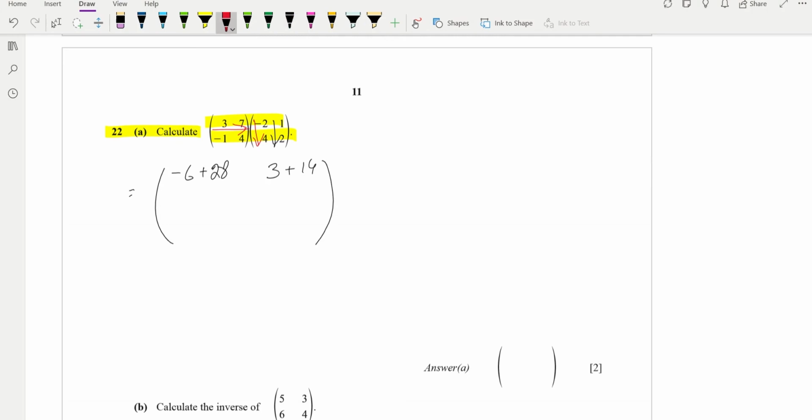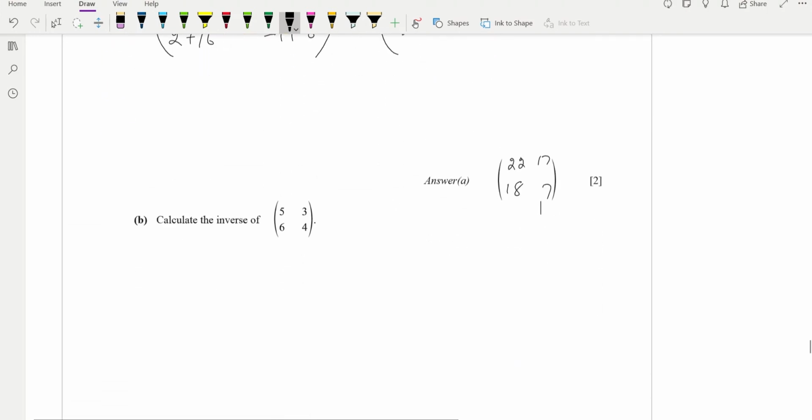And second row first column will be -1 into -2 will be 2, plus 4 into 4 will be 16, and second row second column will be -1 into -1 will be 1, and plus 4 into 2 will be 8, and this is equal to what? This will be 22, and this will be 18, and this one will be 17, and this will be 7. This will be our final answer which we can provide at the given place over here.